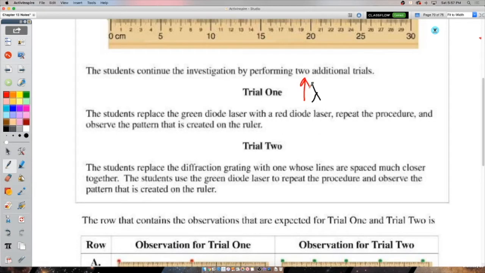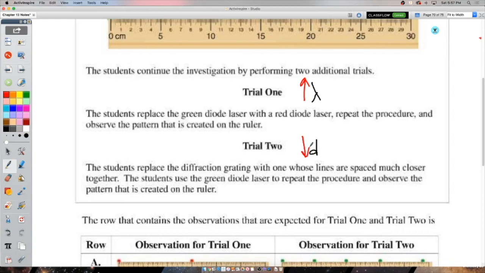Trial 2. Okay, in trial 2, the students replace the diffraction grating with one whose lines are spaced much closer together. Okay, so the lines are closer together. That means the slits are closer together too, right? So what variable is that a change in? We're taking d and we're making it smaller, right? We're decreasing the space between slits.